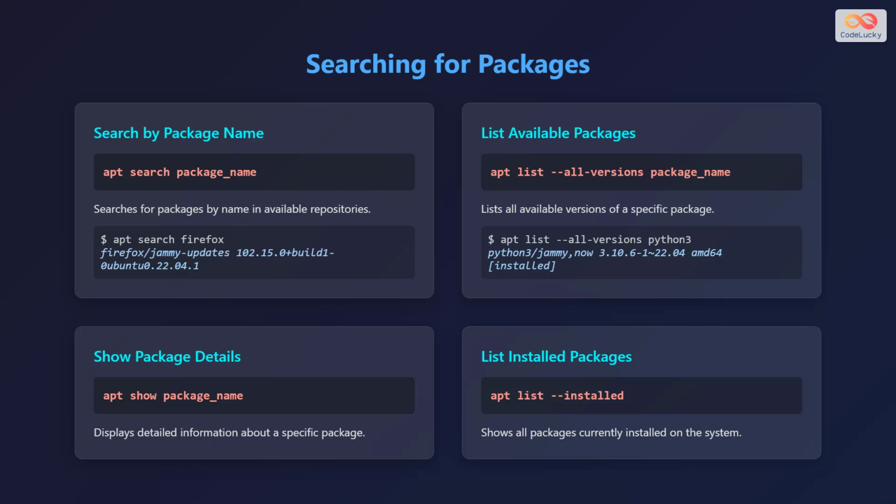For example, apt list --all-versions python3 might return python3/jammy, now through 3.10.6-1~22.04 amd64 installed. To show package details, the command is apt show package_name. This displays detailed information about a specific package. To list installed packages, the command is apt list --installed. This shows all packages currently installed on the system.